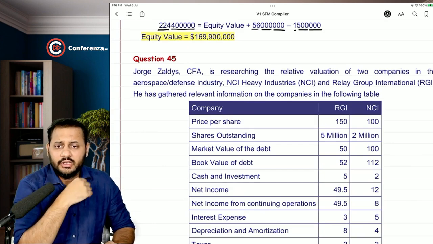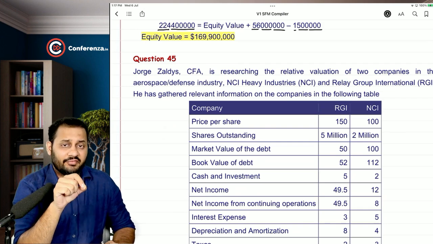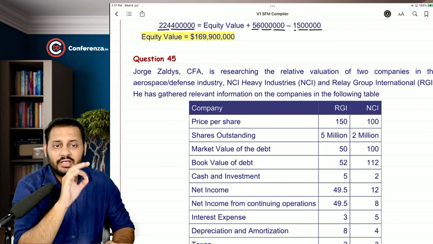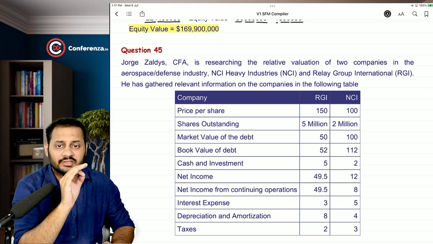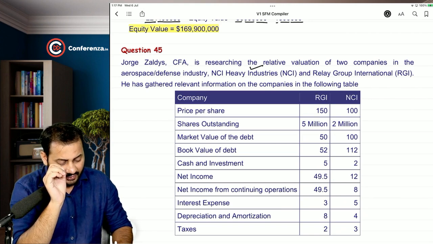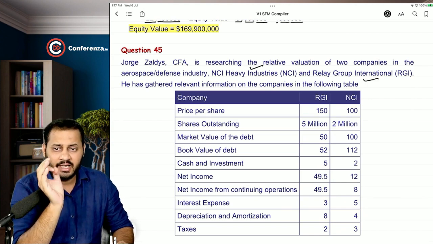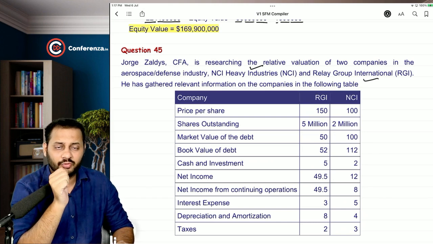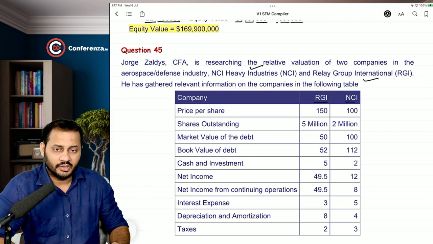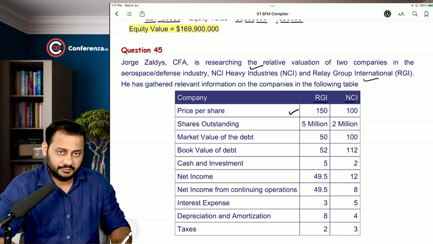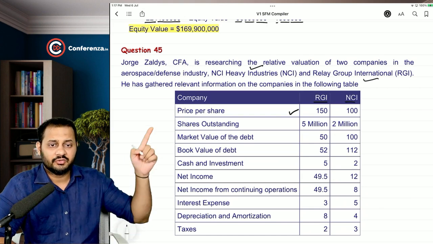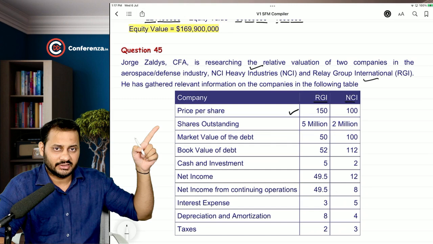Question number 45. George Zaldiz is a CFA, Chartered Financial Analyst, researching the relative valuation of two companies in the aerospace defense industry. NCI Heavy Industry is one company, Relay Group International is another one. He has gathered relevant information of both the companies. Price of each share of the company is 150 and 100. Shares outstanding is 5 million and 2 million. That means 50 lakhs and 20 lakhs.